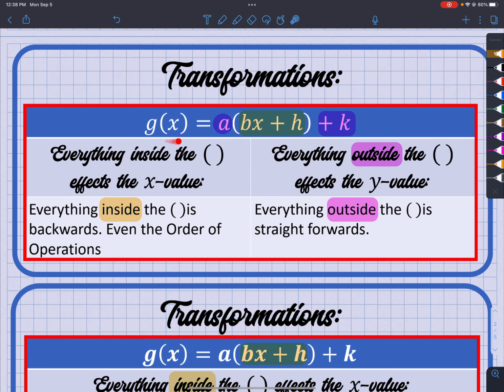Typically you're going to be told that g of x is equal to this right here: a times (bx plus h) plus k, right? Everything inside the parentheses is always going to affect the x value. We notice that this is highlighted in yellow as well, attached to the x, inside the parentheses. Everything in here affects the x value, while everything outside that parentheses is going to affect the y value, okay?